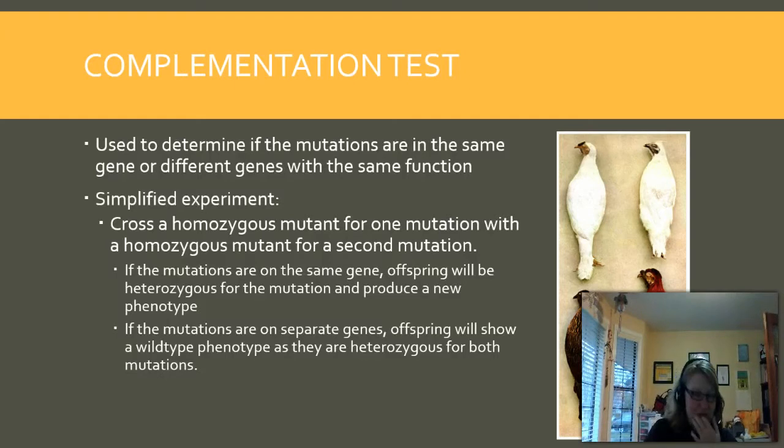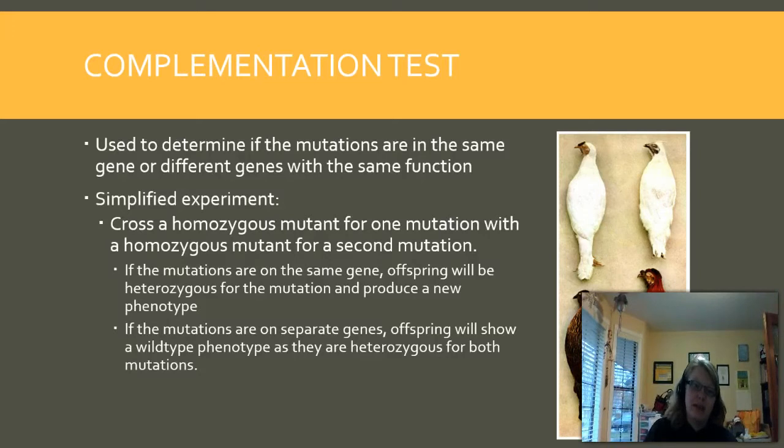So if you have these 2 white chickens and you don't know if the white color is coming from the same gene, you make sure they're homozygous, cross them both, and if the offspring shows color, then you know that those are coming from 2 different genes, because one organism is going to have the wild type genes for one gene, and one organism is going to have the wild type genes for the other gene. And when they cross, the offspring will have the wild type gene for both of them.